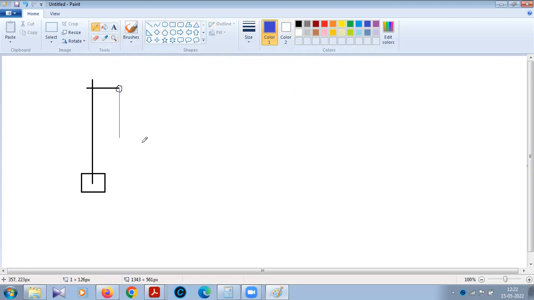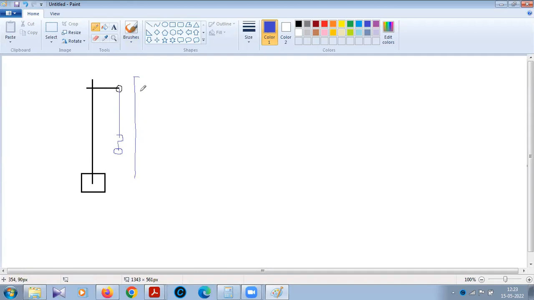Like we have seen with the weights, we will hang some weights, say 100 grams or something. First of all we will not hang the weight, and using some ruler we can measure the unstretched length, and then we can measure the stretched length.